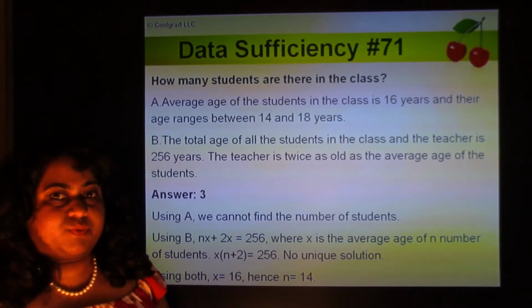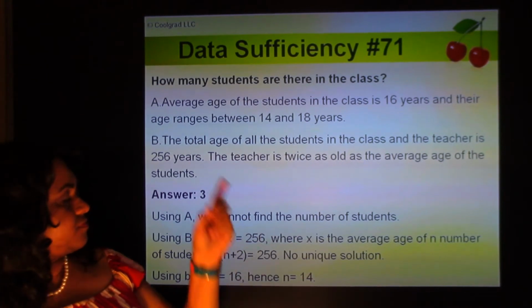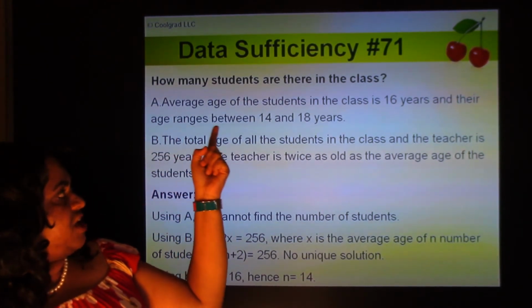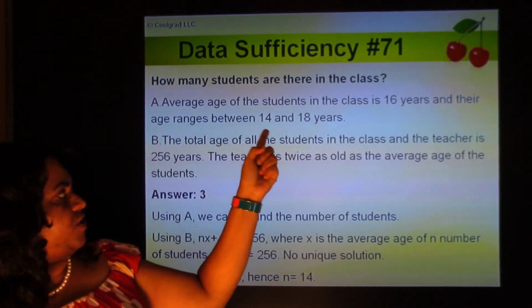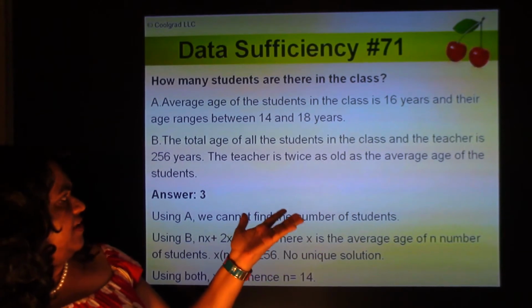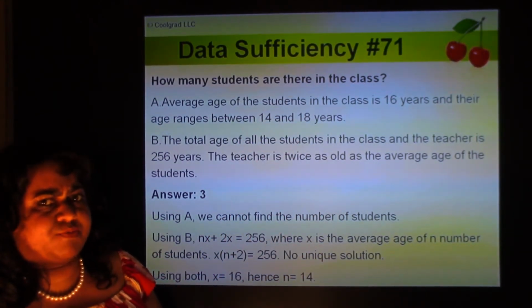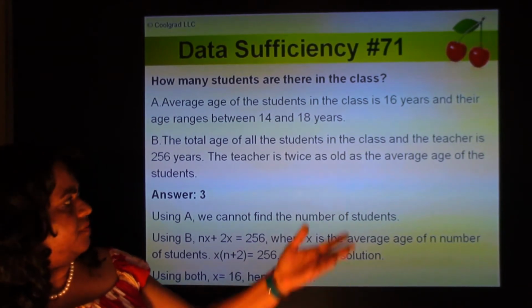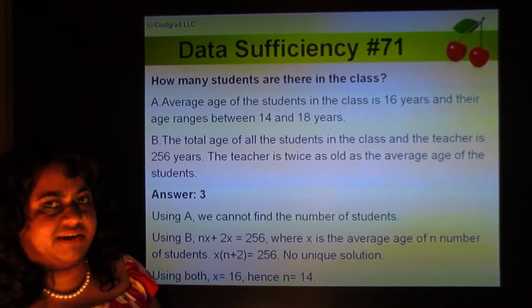So question number 71. How many students are there in the class? Statement A. Average age of the students in the class is 16 years and their age ranges between 14 and 18 years. So clearly, using statement A alone, we don't know how many students are in the class. Their age ranges between 14 and 18 and average is 16 years. But we don't know the number of students in the class, clearly.